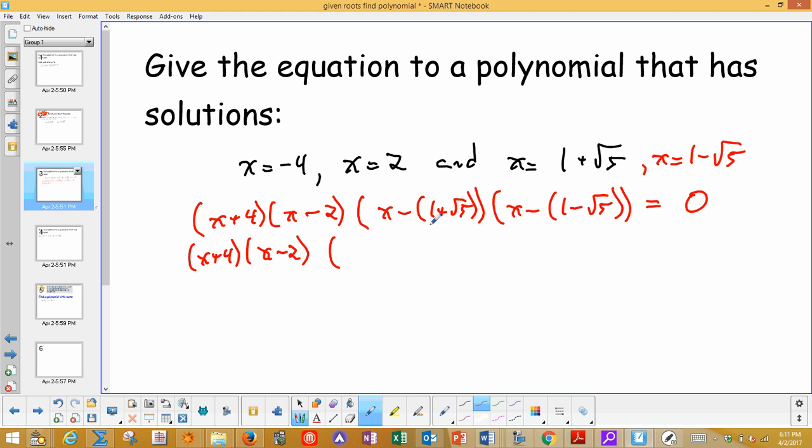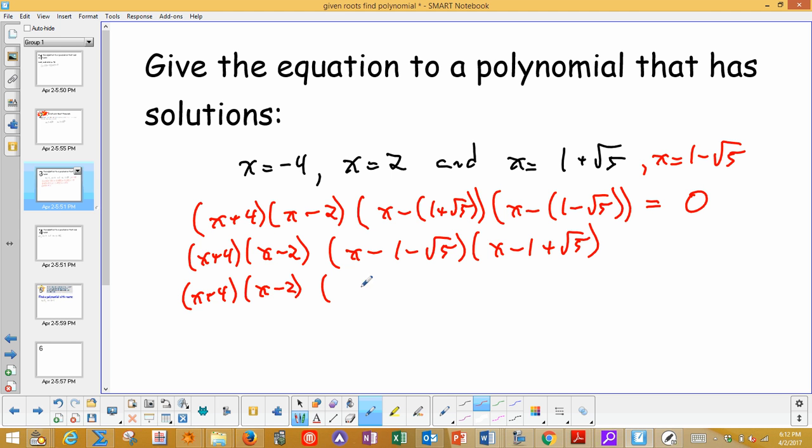And now I've got to distribute this all over each other. So here's x minus 1 minus root 5, x minus 1 plus root 5. I've distributed the negative sign. And now I've just got to do some multiplying out. So let's see what we've got. I'm going to do x times x, it's x squared. x times negative 1 is minus x. x times root 5 is x root 5, so plus x root 5. Then I'm going to have a minus 1 times negative x, which is plus x. Then a minus 1 times a minus 1 is plus 1.